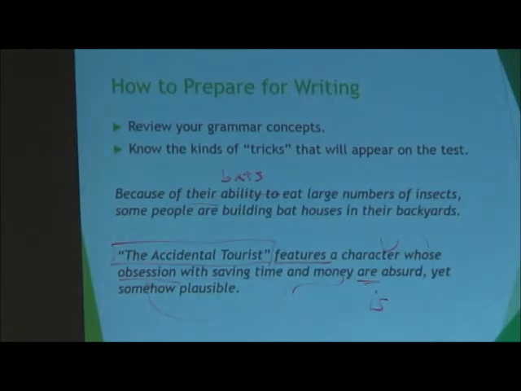So the fact that it's time and money and that it's plural doesn't matter, because it's not part of our basic sentence structure, which is obsession is absurd, right? So singular, which is absurd, yet somehow plausible. So we're saying the obsession is absurd, but also, yet also plausible. Adjectives. So you want to be aware of our basic sentence structures there.